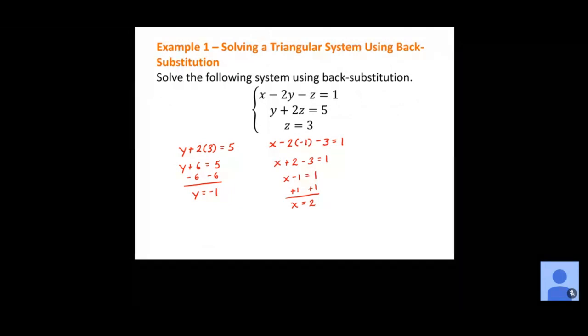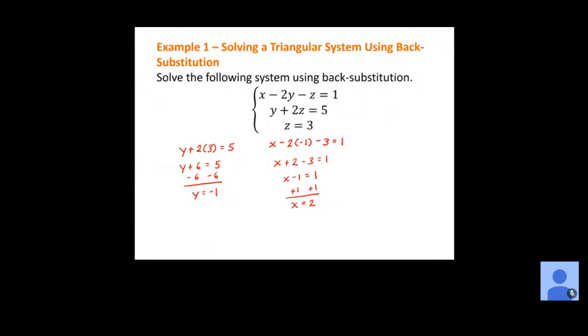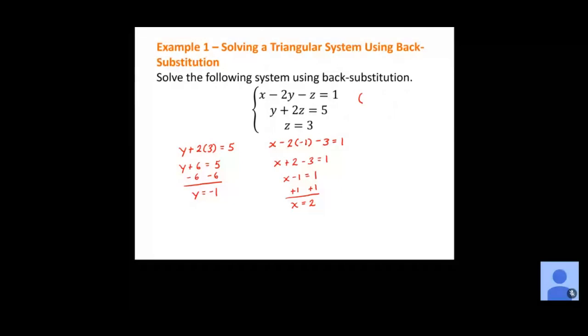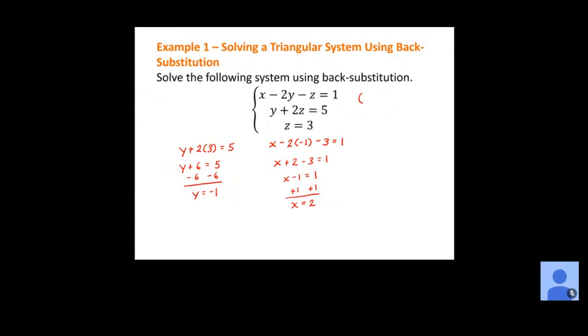Once we have those values, the x, y, and z values, we call that an ordered triple, okay? So instead of an ordered pair, there's three values, so ordered triple. And we want to put them in alphabetical order. So in this case, the x value is going to come first, so that's our 2. Y value is going to come second, that's our negative 1. And then finally, the z value is going to go last, that's the 3. And so our final answer for this one is going to look like that. Any questions on example one?